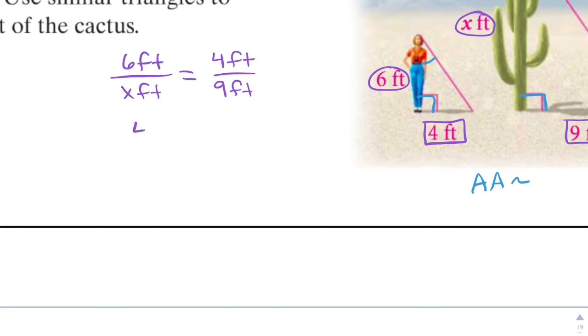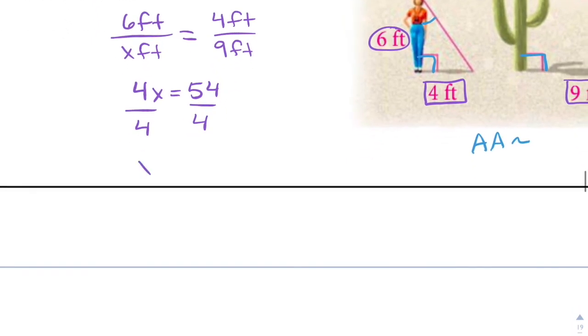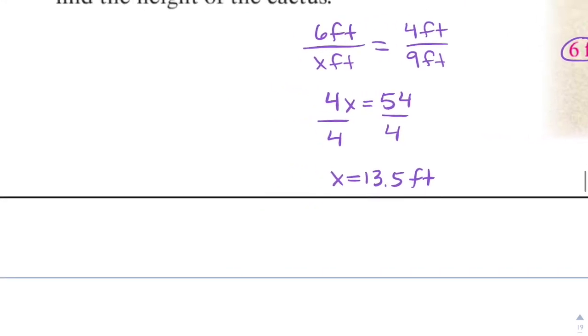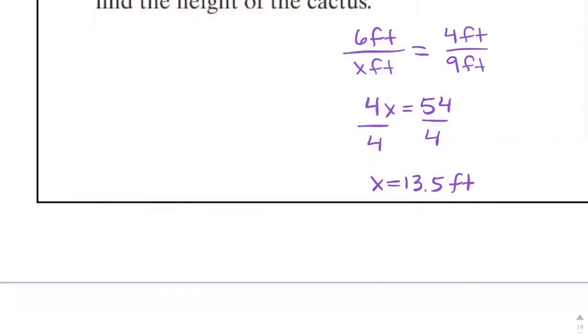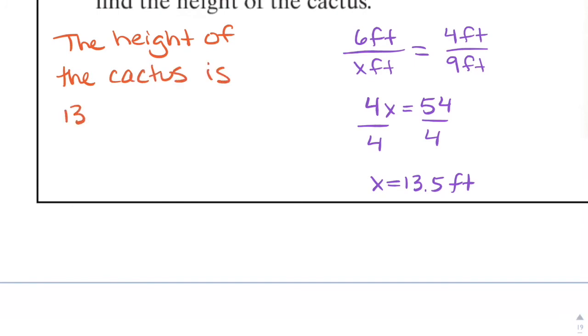So in this case, we have 4x. 9 times 6 is 54. So we're going to divide by 4. Let me just make sure I'm doing the math right. 9 times 6 is 54, divided by 4 is 13.5. So x equals 13.5 feet. So we're going to say the height of the cactus is 13.5 feet. And it makes sense to leave it in decimal form.